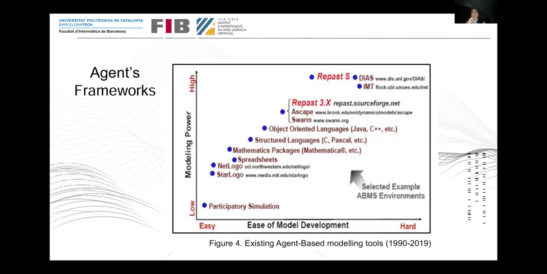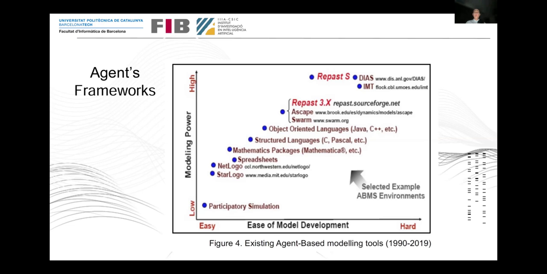Some of them were discarded. This diagram is showing the relationship between the modeling power and the ease of development. And as you can see, the one that was chosen, that is open source NetLogo, was one of the initial ones, one of the earliest ones. It's quite a powerful agent-based framework and is quite friendly.